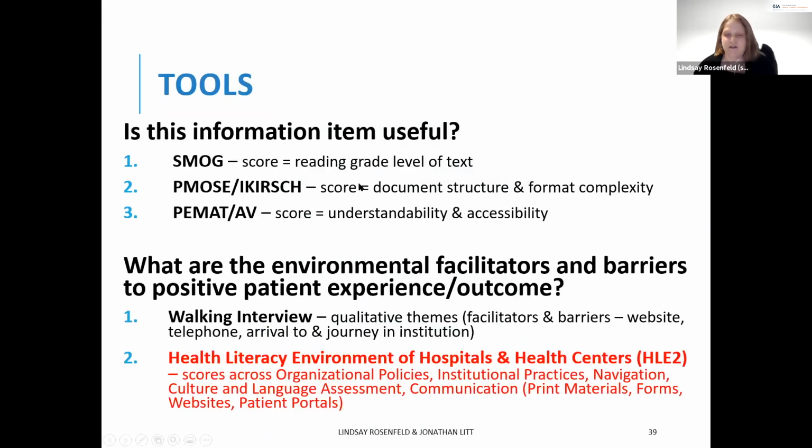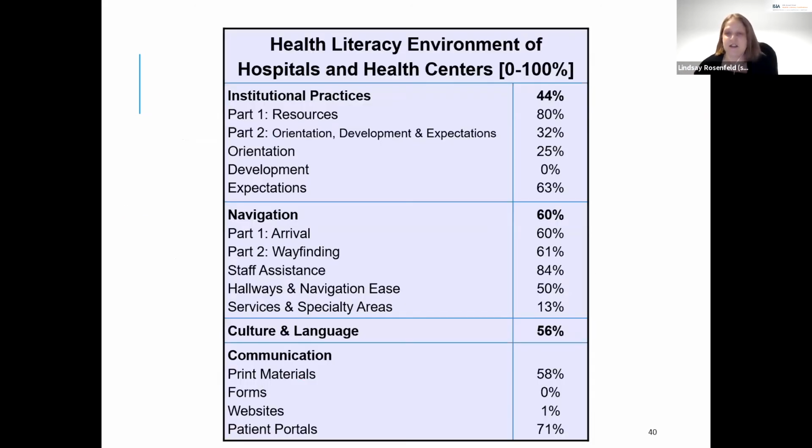We also use the health literacy environment of hospitals and health centers, which grew out of work that produced the walking interview. The health literacy environment of hospital and health centers is less qualitative and more quantitative, right? So there's some yes, no questions, but most of them are on a scale, 0 to 4, typically responding to a variety of questions in a number of domains. Those domains included organizational policies, institutional practices, navigation, questions around culture and language assessment, around communication. So that sort of weaves in some of the work we talked about related to the SMOG, the PMOSE, IKIRSCH, the PEMAT. So that's a piece of the larger environment assessment, of course, is the information. And this is what we found.